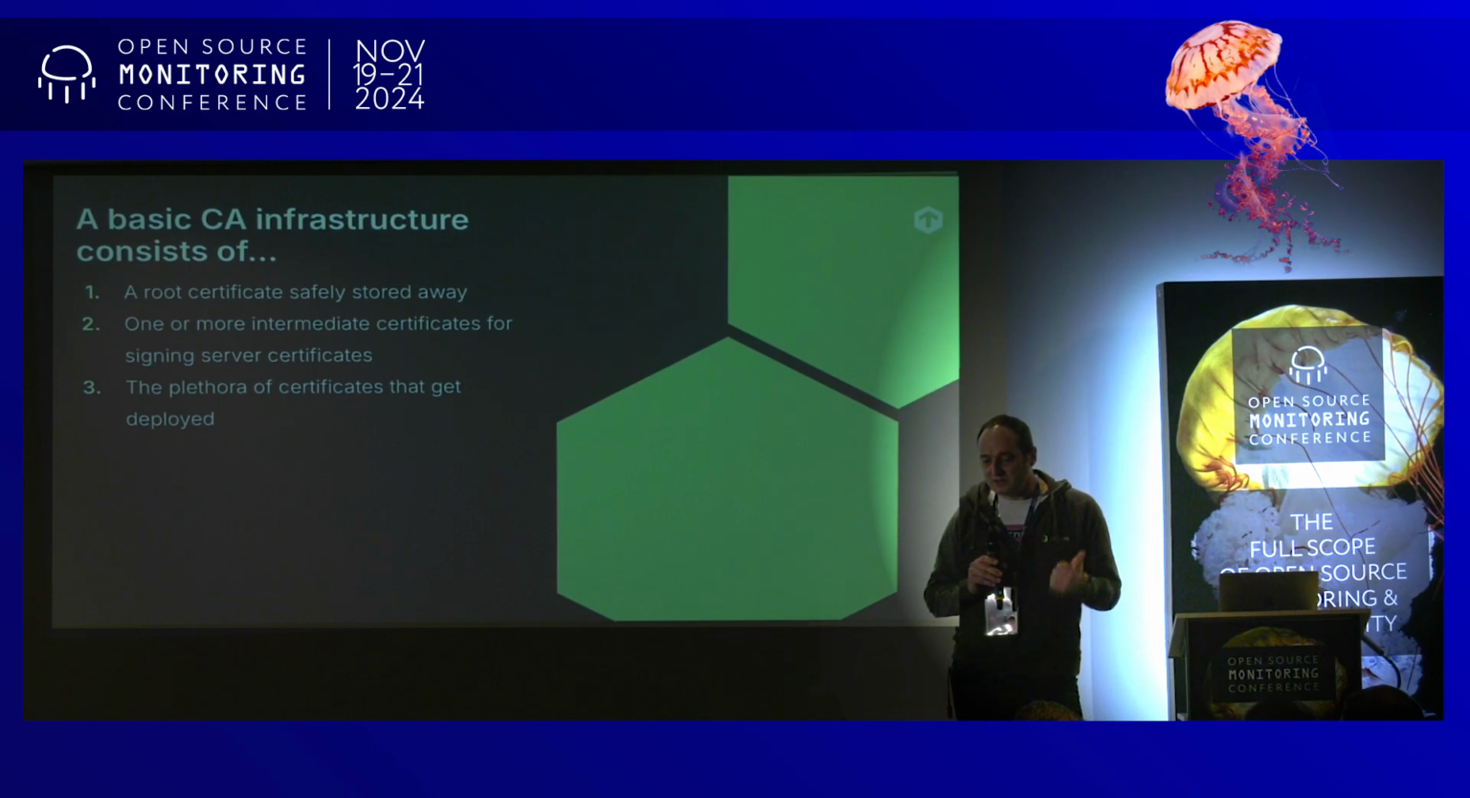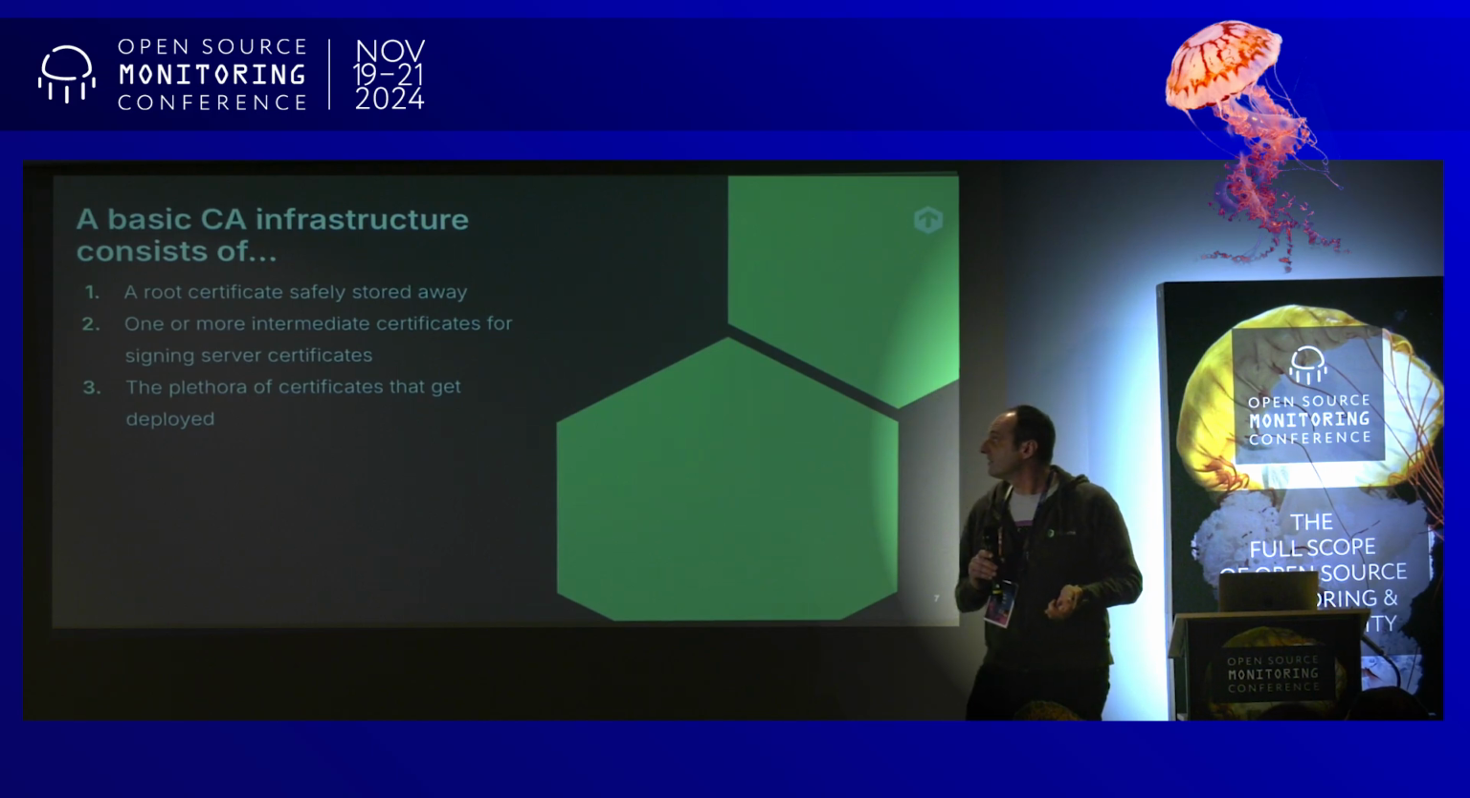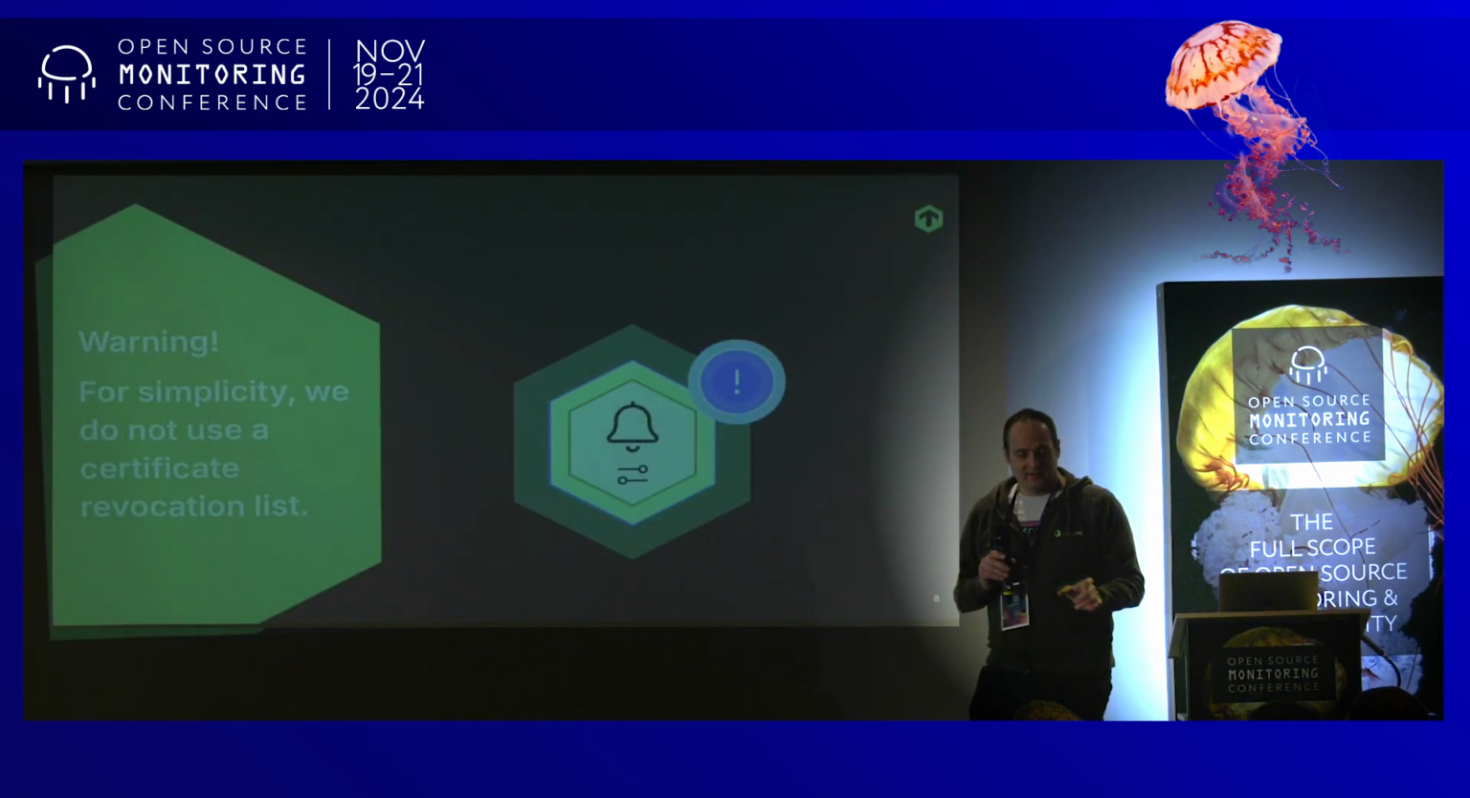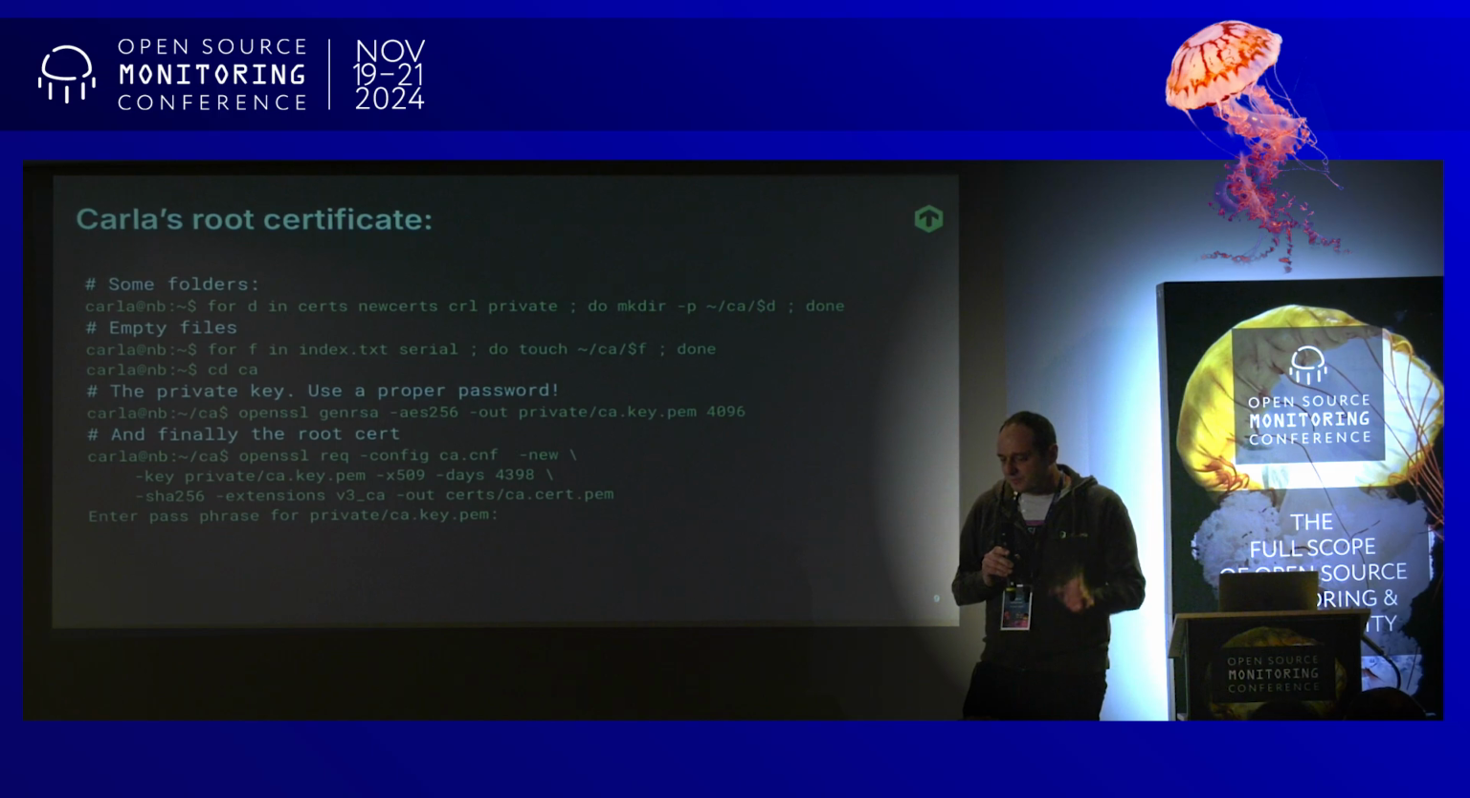You start with a root certificate with a very long lifetime, which you safely store away. You continue with 1 or more intermediate certificates that are used for the daily task of creating the server certificates, and finally the server certificates. Here, for simplicity, we do not use a certificate revocation list, and everywhere where a password is prompted, use a password of proper length. We start with a root certificate.